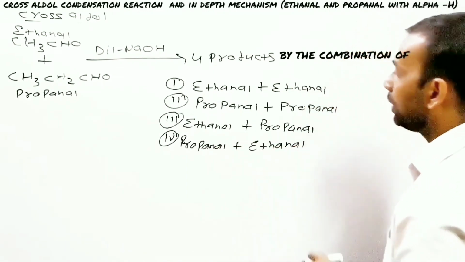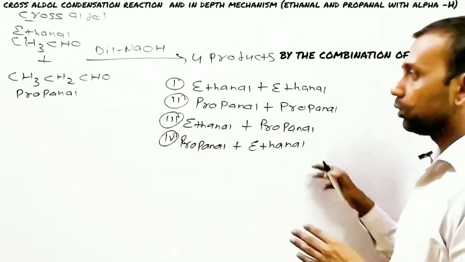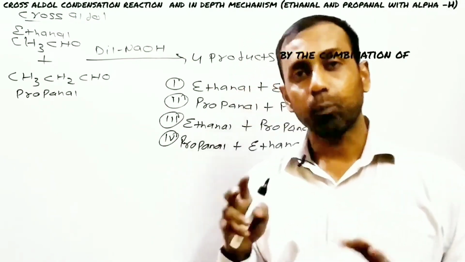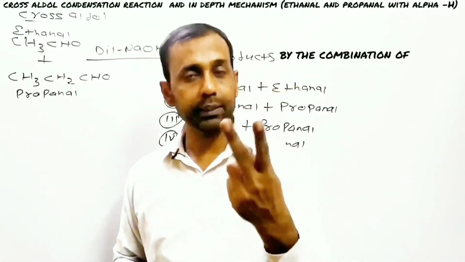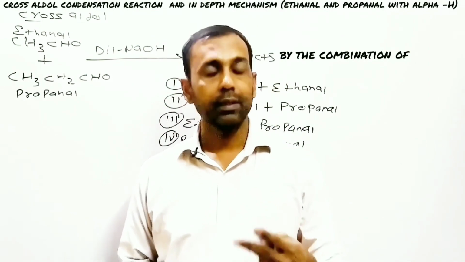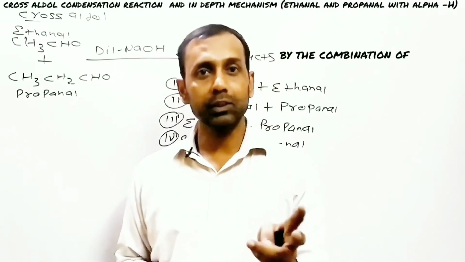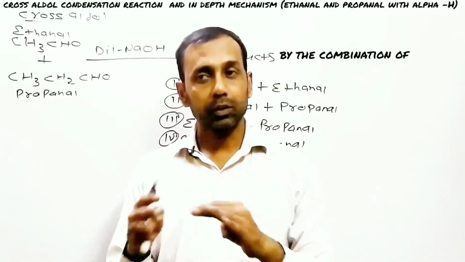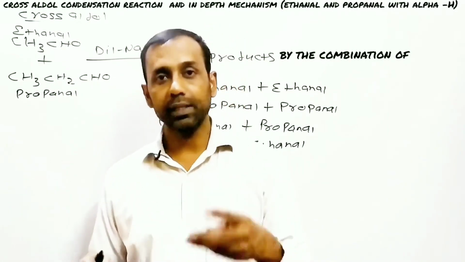This is how you will get four different products, and I'll show you how these four products come up. Why four? In a mixture of ethanal and propanal, it is possible that two ethanals react together. It is also possible that two propanals react together. It is possible that ethanal reacts with propanal, and also that propanal reacts with ethanal. The third and fourth seem similar, but there is a difference in the product. So let me take you through the reaction part.